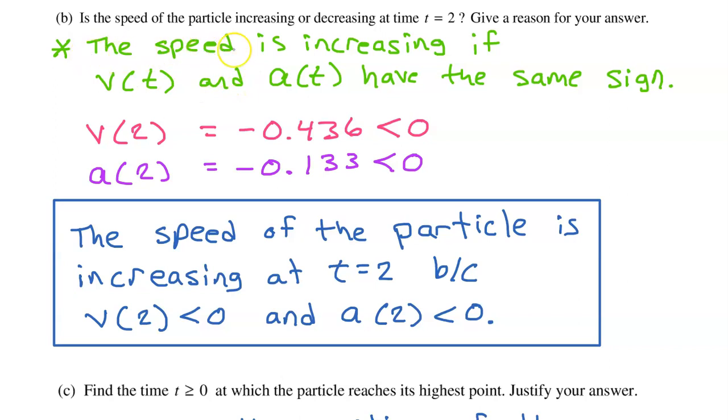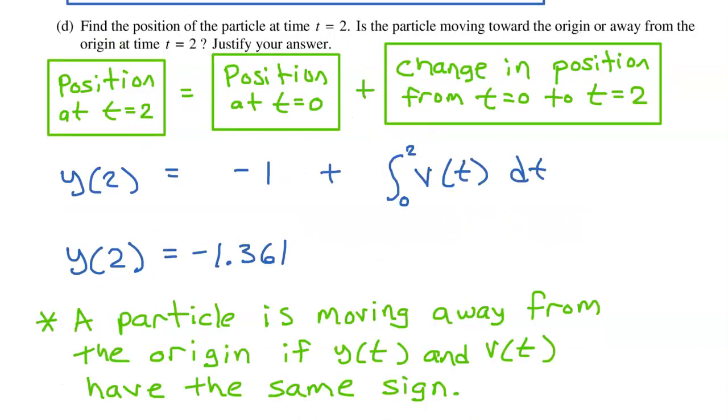Remember, I said that the speed was increasing if the velocity and acceleration have the same sign. I can say something similar about the position function and the velocity function. Add this to your notes. A particle is moving away from the origin if the position function and the velocity function have the same sign. If they have different signs, then the particle is moving towards the origin.